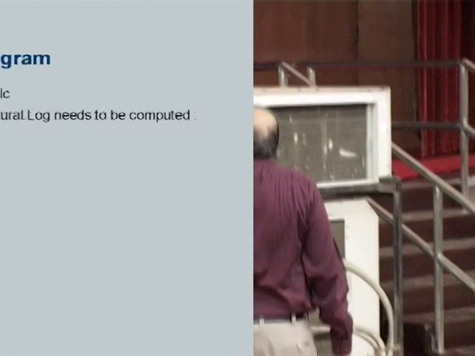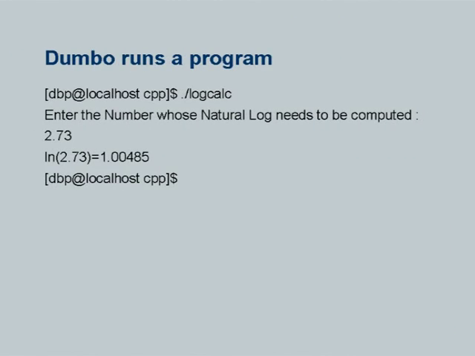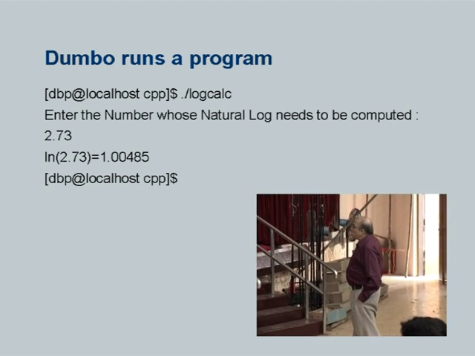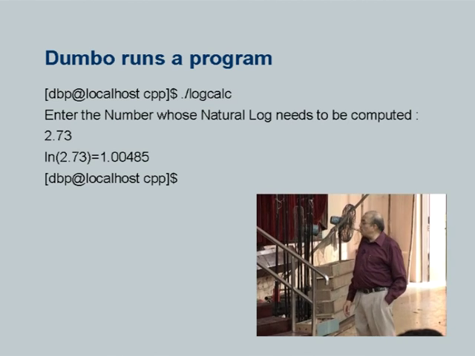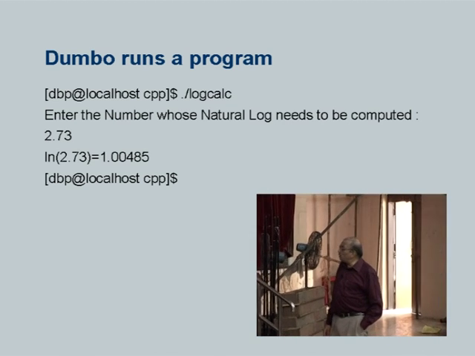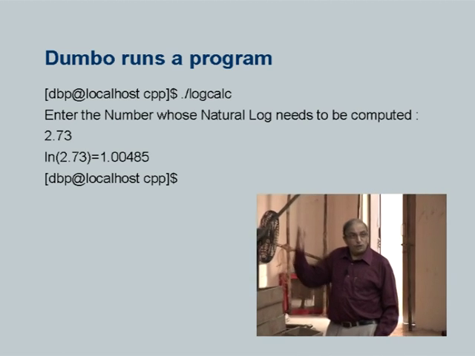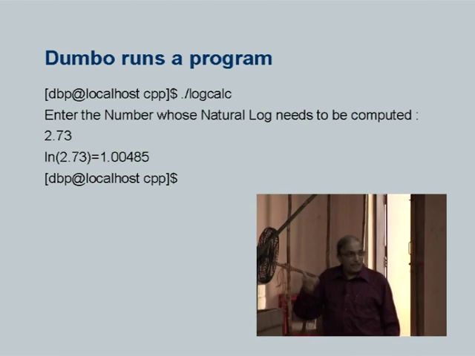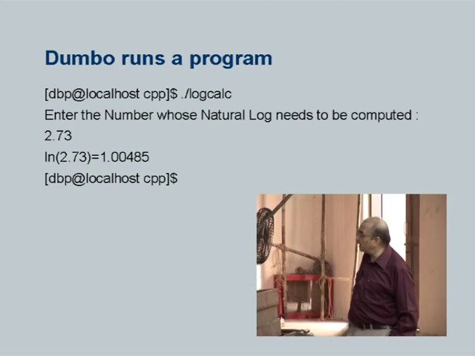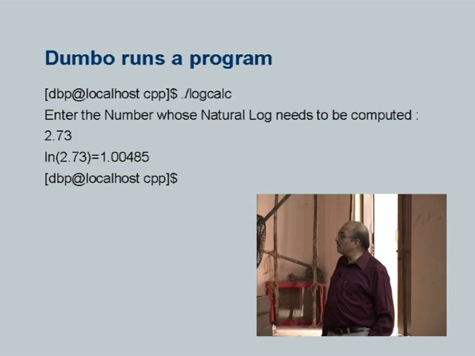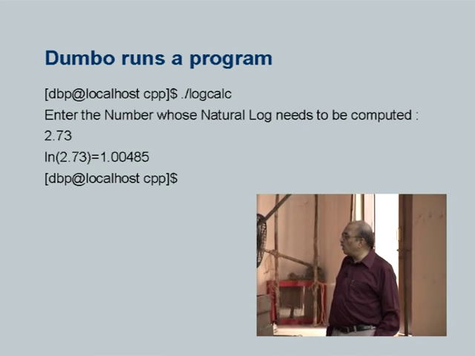Luckily, Dumbo doesn't shout at us. It can only show things on the screen. Next. Here is the re-execution of the same program. At that command line, I say ./logcalc. Again, it will say enter the number whose natural log needs to be computed. I have given 2.73. And it will now calculate, executing that algorithm which had an iterative computation, which we shall see later. Log of 2.73, it will show as 1.00485.